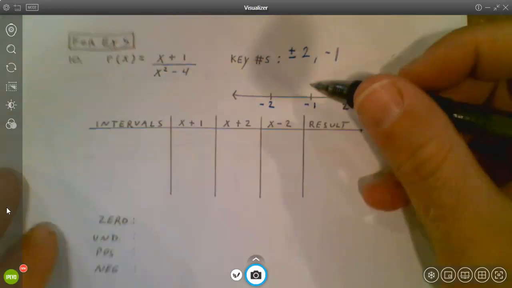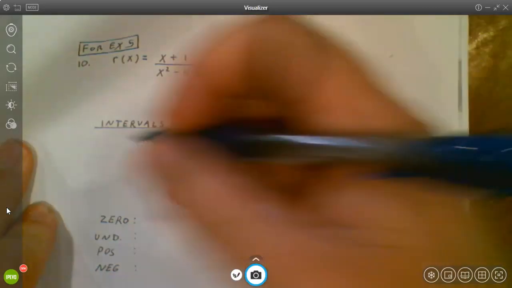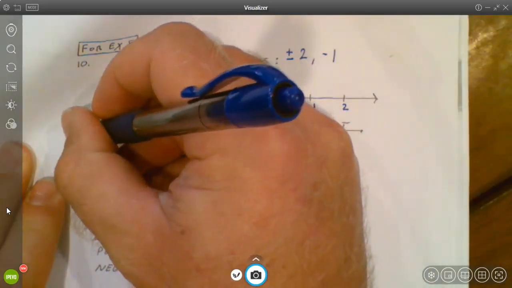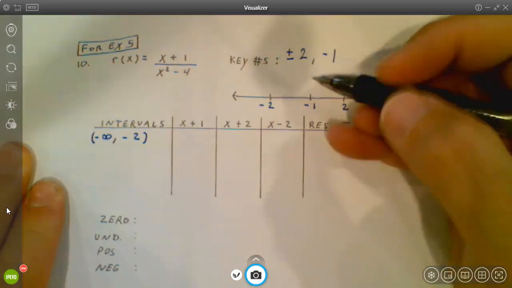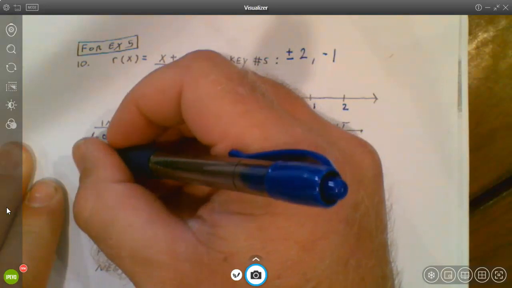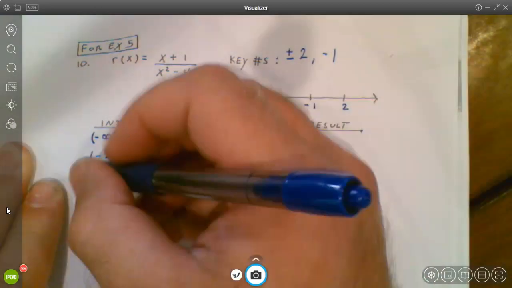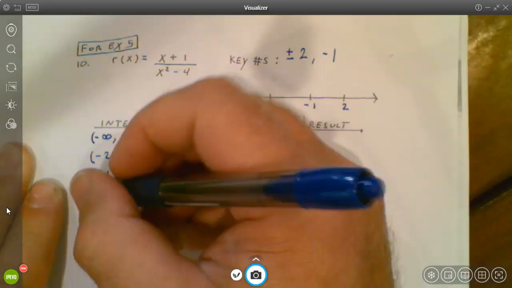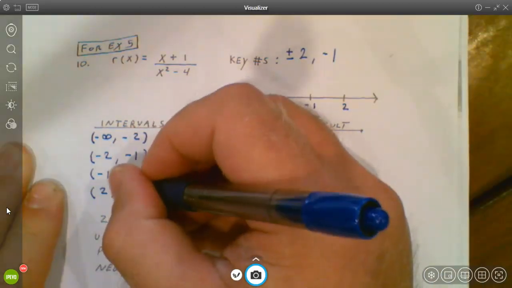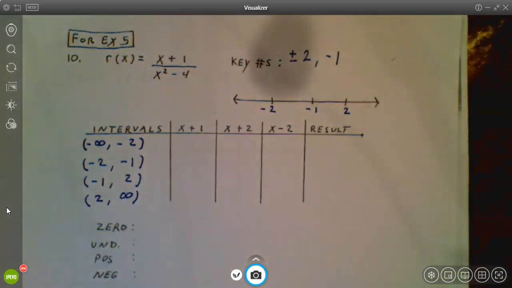So if we break this down into the 4 sections of the graph, we got this guy right here, which goes from negative infinity to negative 2. From negative 2 to negative 1. From negative 1 to 2. And 2 to infinity. So those are the 4 sections of the graph. We got to determine whether they are positive or negative.